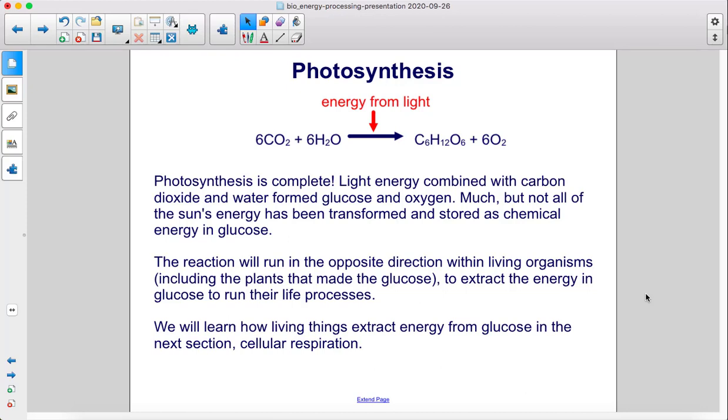The reaction will run in the opposite direction within living organisms, including the plants that made the glucose, to extract the energy in glucose to run their life processes. We will learn how living things extract energy from glucose in the next section, cellular respiration.